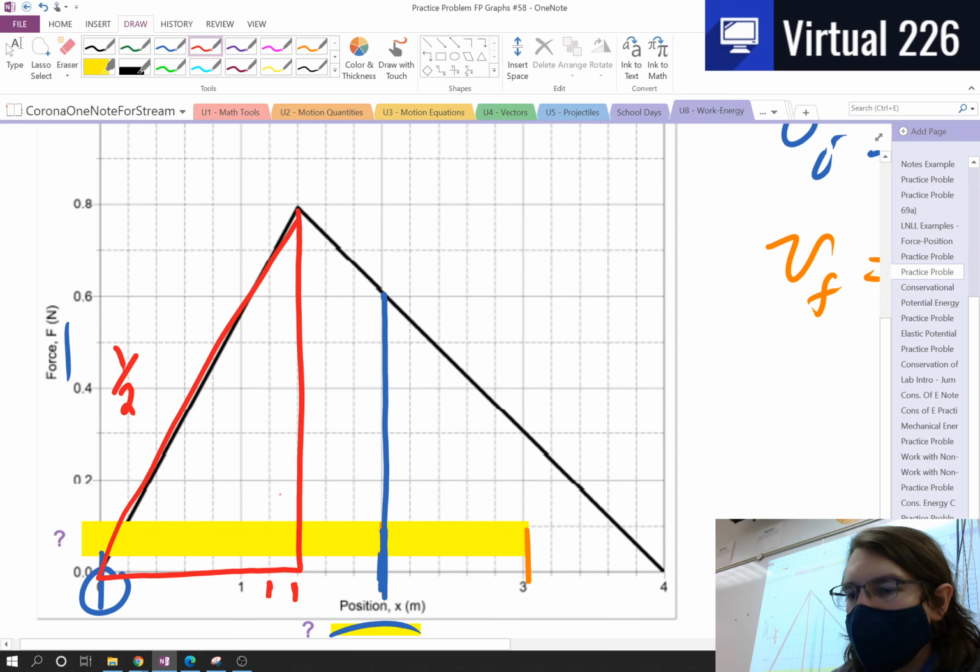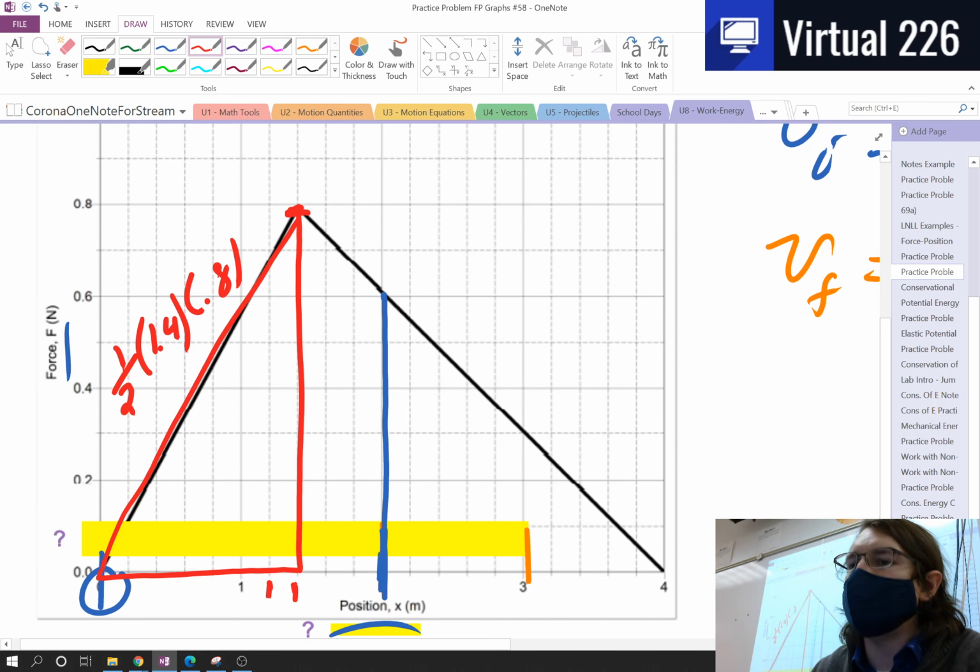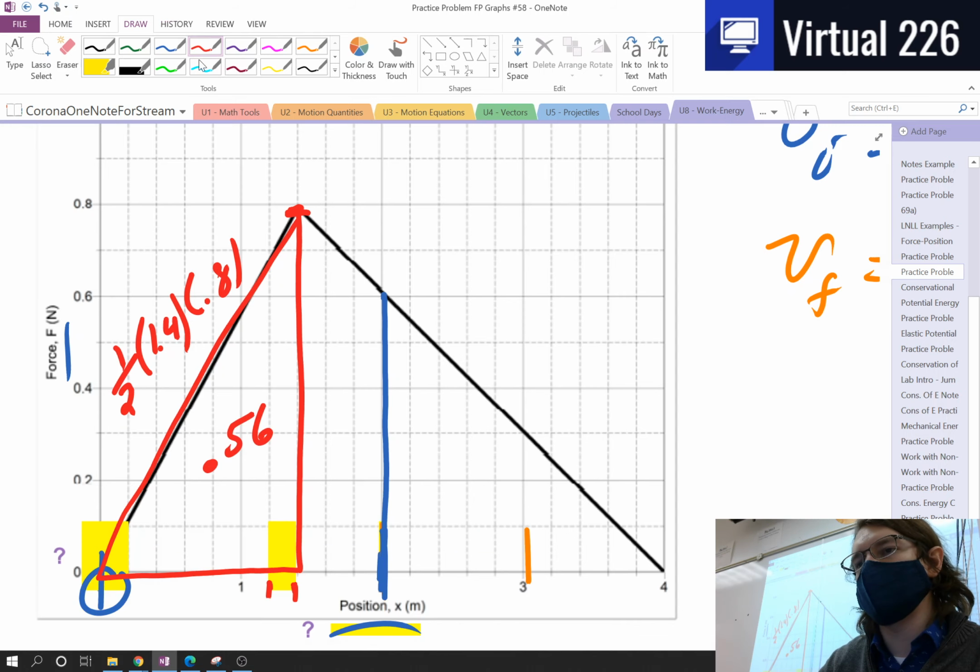So this base here is 1.4. And then my height here goes from 0 all the way up to this tippy top of 0.8. So that's going to be 0.8 here. So multiply that together, 1.4 times 0.8 times 1/2 gives me an area of this triangle of 0.56.